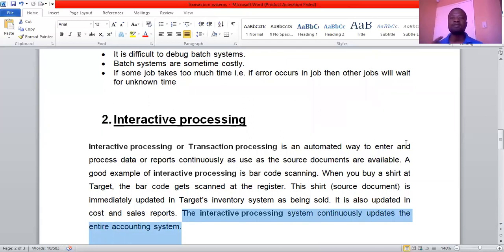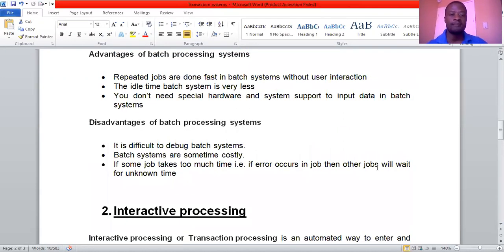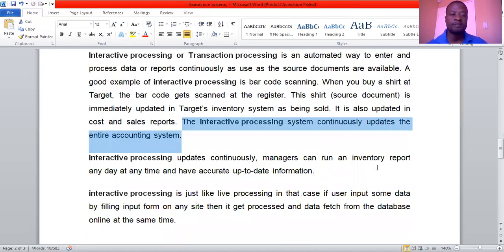It doesn't have to wait for the whole day to end. It doesn't have to wait for the whole week. It updates the system right on the spot. So that's the interactive processing system, and it updates continuously.